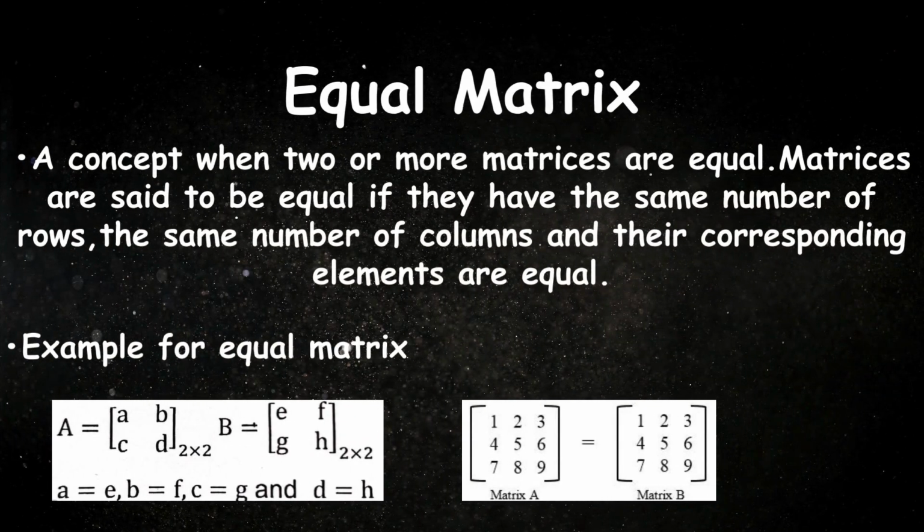Next is equal matrix. A concept when 2 or more matrices are equal. Matrices are said to be equal if they have the same number of rows, the same number of columns, and their corresponding elements are equal. Example for equal matrix, as you can all see, A equal to E, B equal to F, C equal to G, and D equal to H.